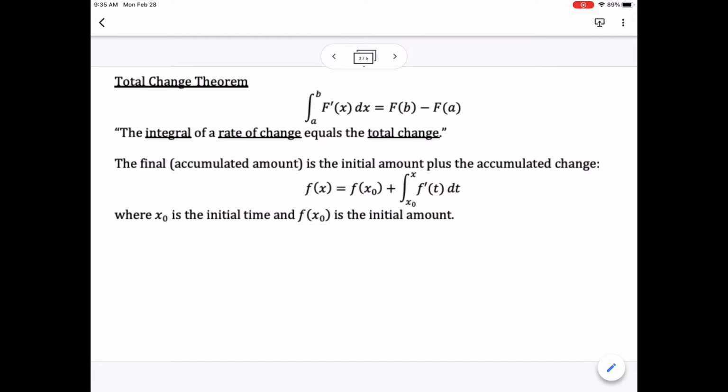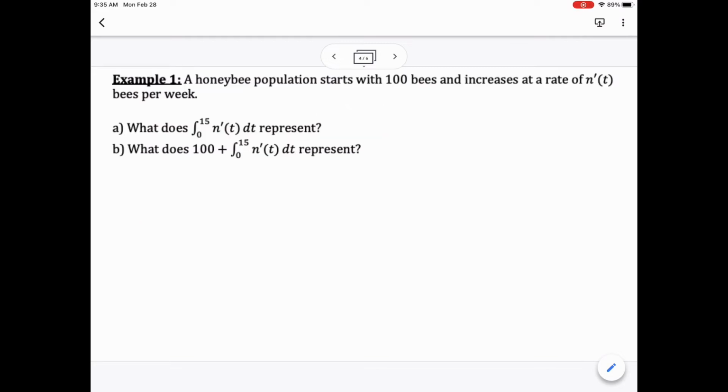So f of x sub 0 is that initial value or initial amount at that first spot. So like I could have given you f of 0 is equal to 100, and that would be my first spot. So example 1 here wants to know a honeybee population starts with 100 bees and increases at a rate of n prime of t bees per week. What does the integral from 0 to 15 for n prime of t represent? Well, that is just talking about the increase in the bee population in those first 15 weeks.